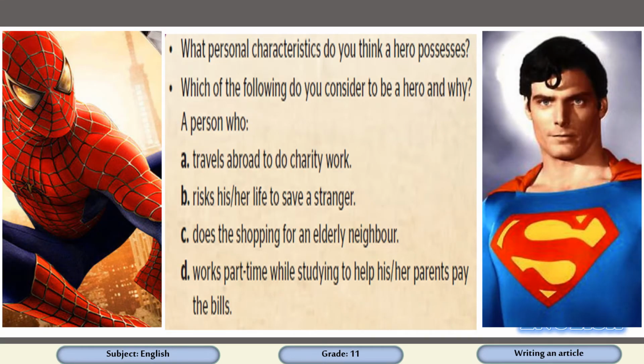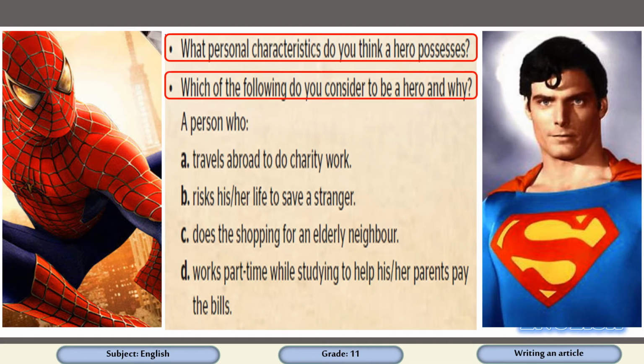Dear students, now we have two questions. The first question is, what personal characteristics do you think a hero possesses? The second question is, which of the following do you consider to be a hero and why? For the first question, what personal characteristics or personal qualities do you think a hero has? You should think of some characteristics or qualities that the hero should possess. And the second question, which of the following do you consider to be a hero and why?